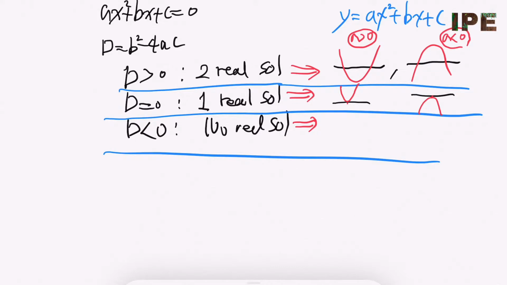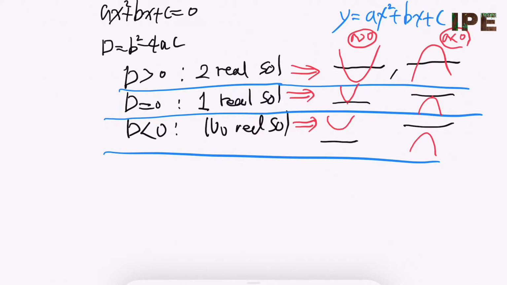What about less than 0? D is less than 0, no solution. So if a is positive, something like this, it does not touch the x-axis. There's no x-intercept. Or it opens down if a is less than 0. So they have a very important relation, right? Two solutions means two x-intercepts, one solution means one x-intercept, no solution means no x-intercept for the graph. So check the discriminant: positive, 0, or negative.